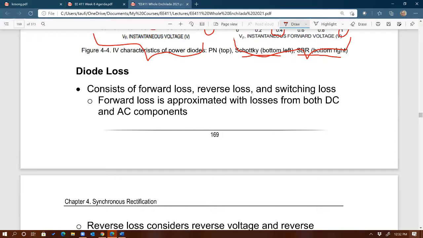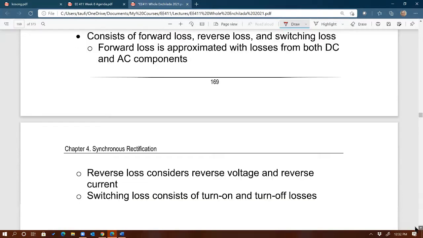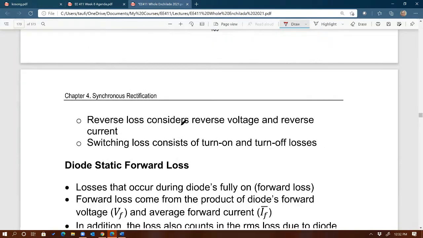Forward loss is approximated by losses from both DC and AC components, right? So we'll look into that more. Reverse loss considers reverse voltage and reverse current. And finally, switching loss consists of turn-on and turn-off loss, just like our MOSFETs. And turn-off is probably the most difficult one to calculate or to approximate.